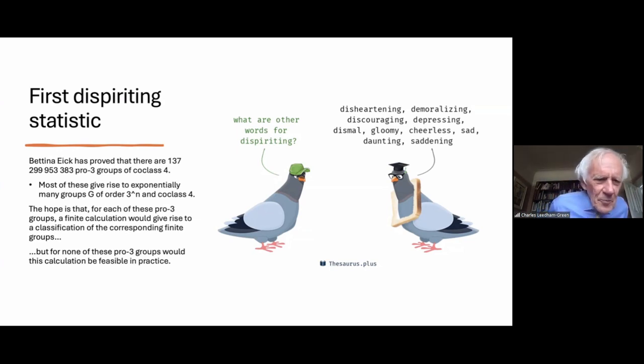And although we can hope that a finite calculation would give rise to a classification of all those groups, in practice that would be impossible. So we have a very large number of problems on our hands, each of which we hope has a theoretical solution, which could be calculated if there was enough time in the life of the universe, and there isn't. It's just too difficult.